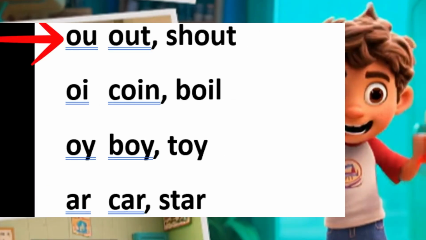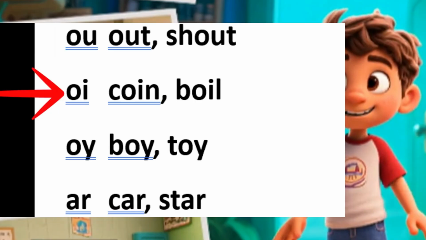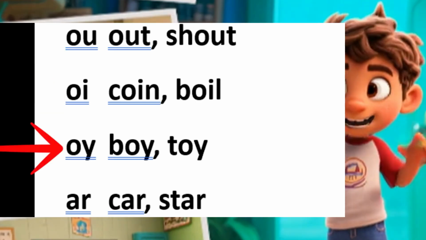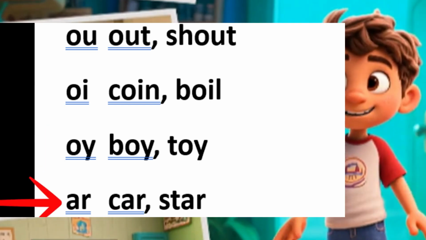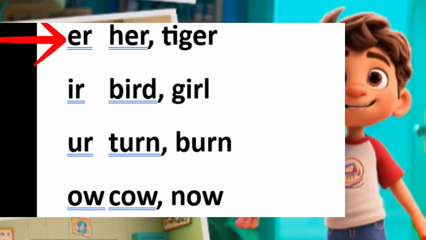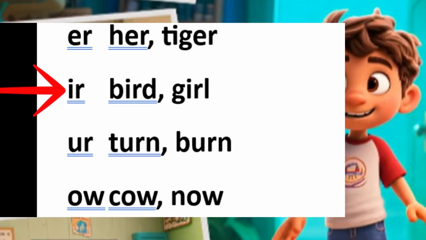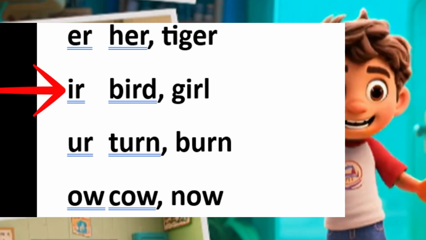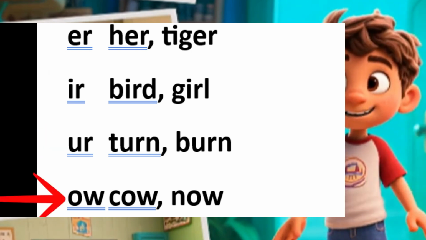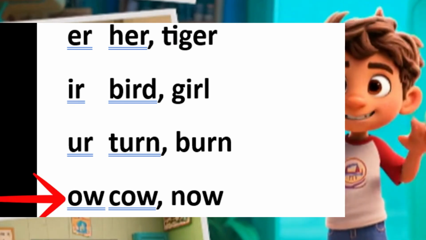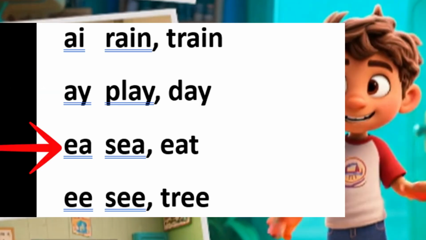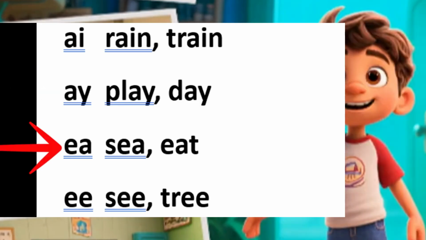QU, queen, quick. OU, out, shout. OI, coin, boil. OY, boy, toy. AR, car, star. ER, her, tiger. IR, bird, girl. UR, turn, burn. OW, cow, now. AY, play, day. EA, see, eat.